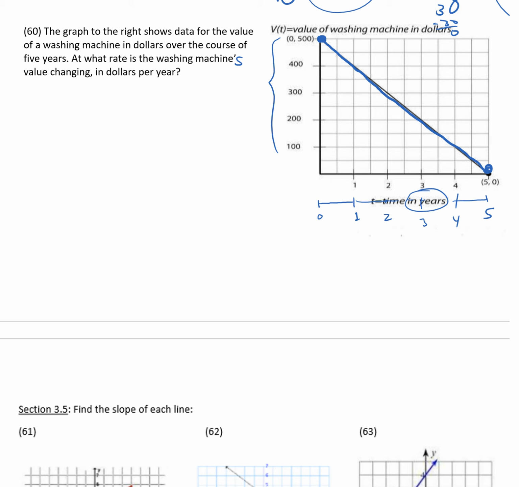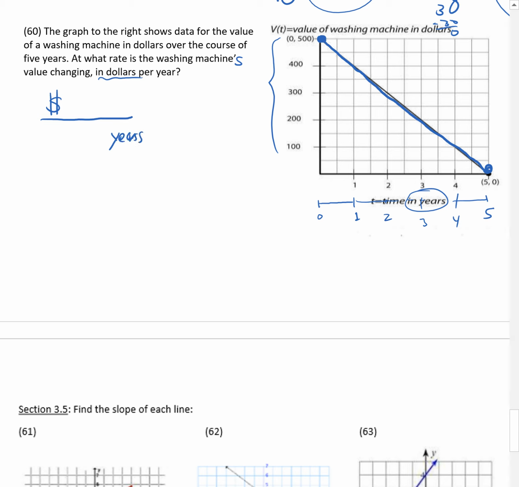Well, one way to go about this is, so we need to figure out, like in number 59, we figured out what change happened, how much time passed and how many miles had passed when this person was driving. So now we need to figure out how much the value of this washing machine has increased or decreased, and then how many years have passed. And that'll be the rate. It says, at what rate is the washing machine's value changing? Dollars per year. So you need dollars on the top and years on the bottom.